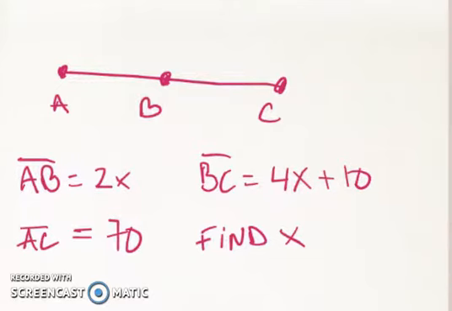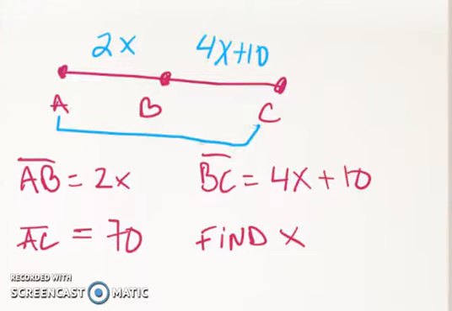Alright, here's our last one. We have a picture with a lot of information. I'm looking at the picture first to see if there's anything I can add to it, and I can't. So then I'm going to go down and plug in information. AB is 2x, BC is 4x plus 10, and AC is 70. Okay, sorry about that, I paused the video real quick. So 2x is AB, 4x plus 10 is BC, and AC is going to be 70 units.